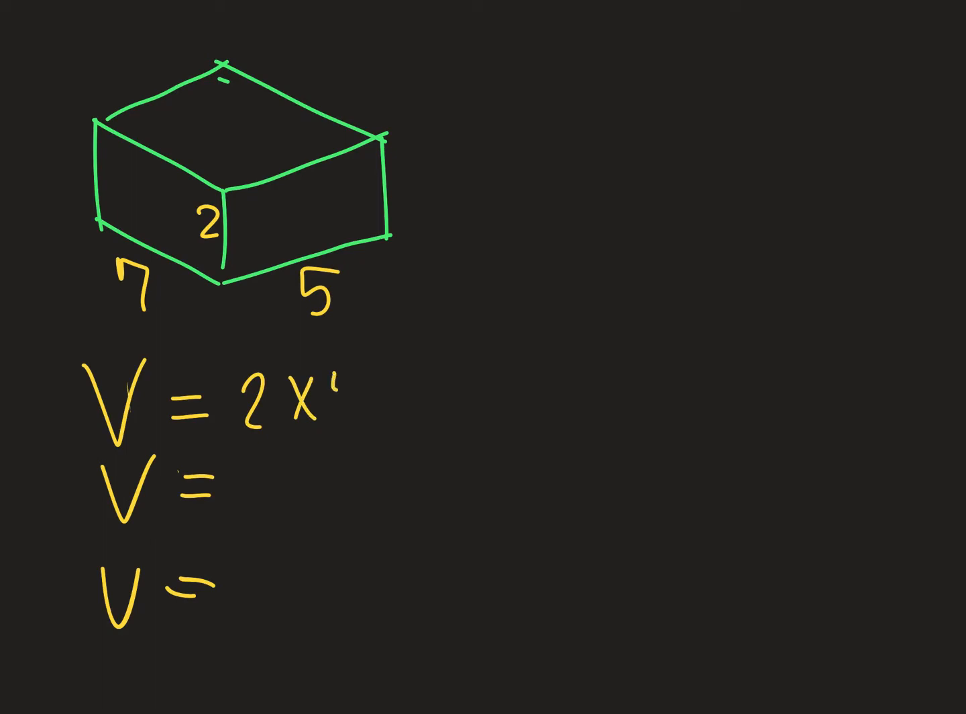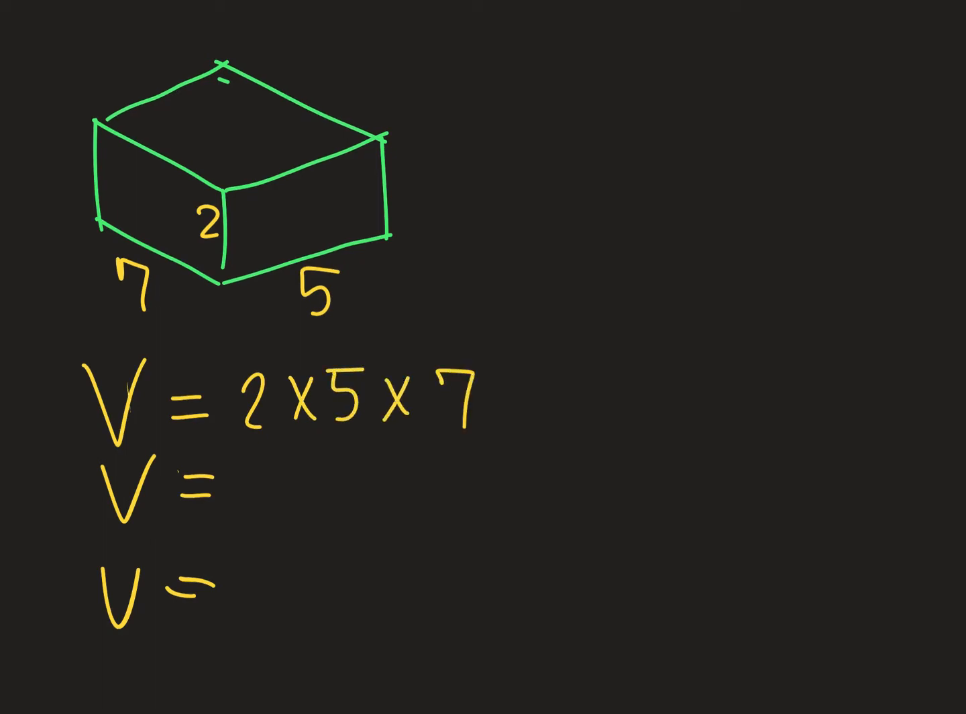Okay, here's a new box. The length is going to be 5. The width is going to be 7. The height is going to be 2. V equals. Why am I doing these little funky parts of my V? I have no idea. Let me start over. Just the letter V. There we go. All right, 2 times 5 times 7.